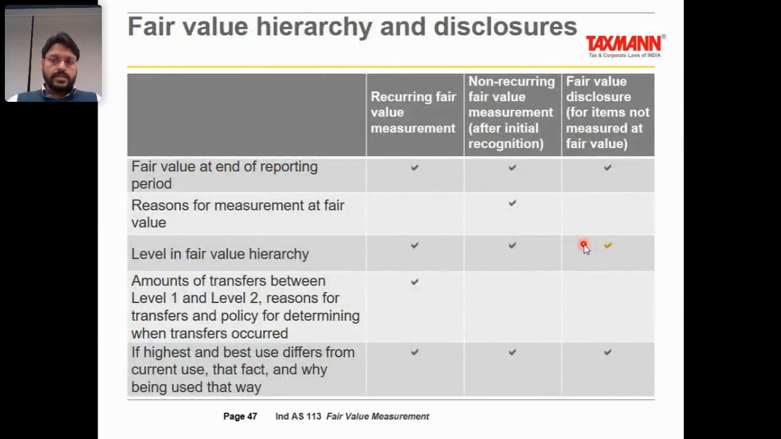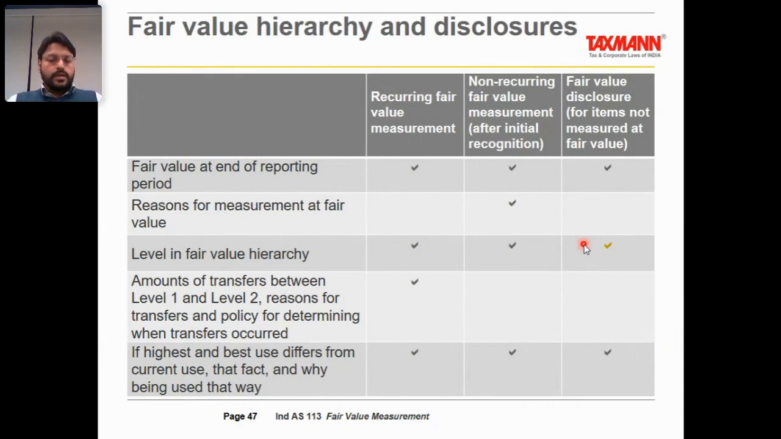So this is the suggested format which can be used for disclosing. Now, fair value at the end of the reporting period, reasons for the measurement of fair value, level at which in fair value hierarchy, amounts of transfers between level 1 and level 2 in the subsequent periods, or the back movements. If the highest and best use differs from the current use, that fact.